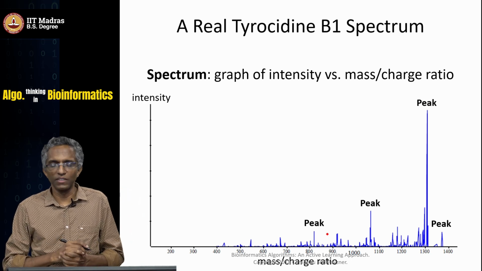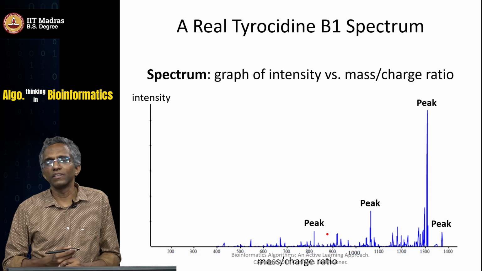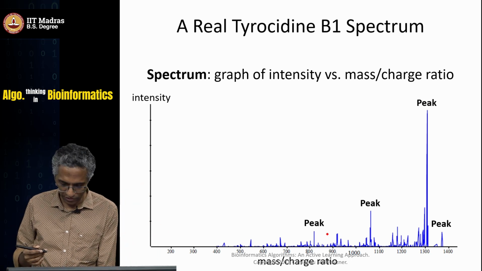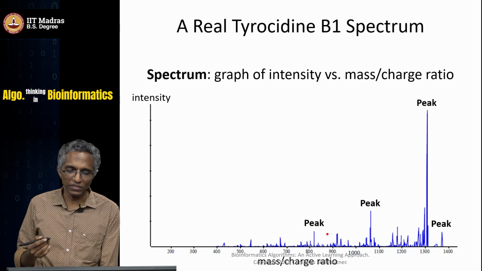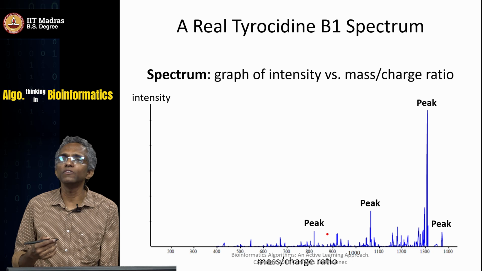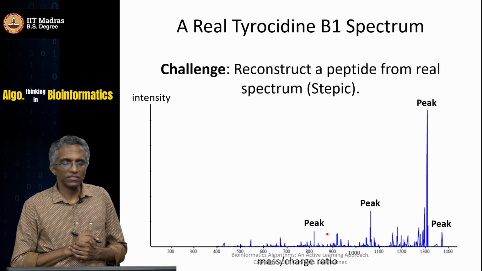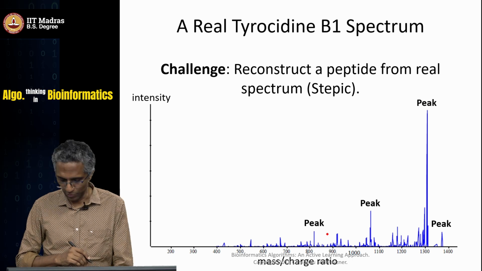And so, the idea is, given this kind of a diagram, how would you figure out what is the sequence that gave you these peaks? Similar to a spectrum of masses, now we have a spectrum of mass over charge. So, maybe some of the ideas that we have seen already could be tried here, and then more advanced techniques could also be applied. So, the challenge is to reconstruct a peptide from a real spectrum.